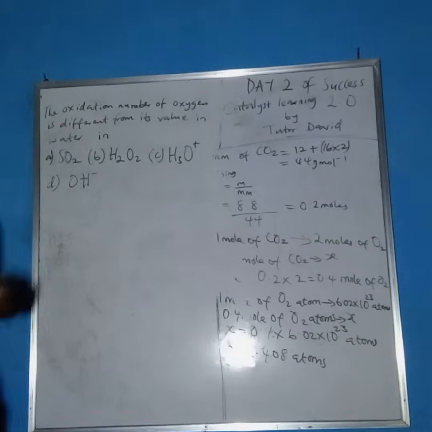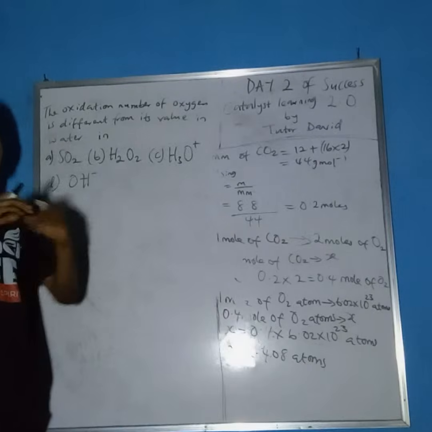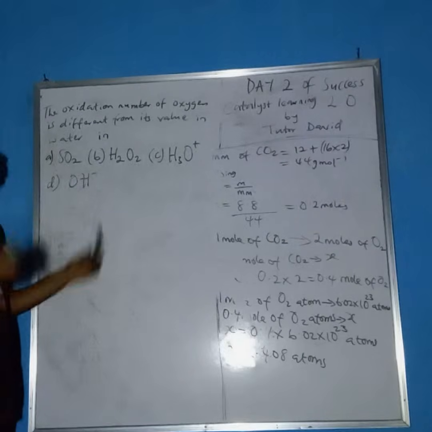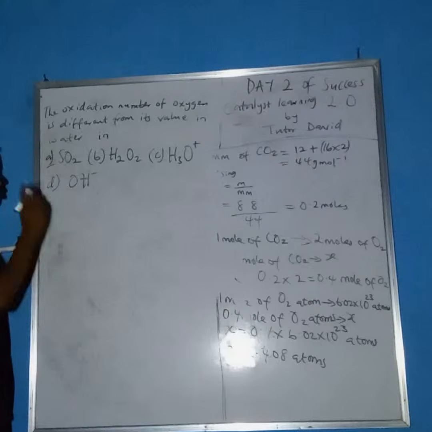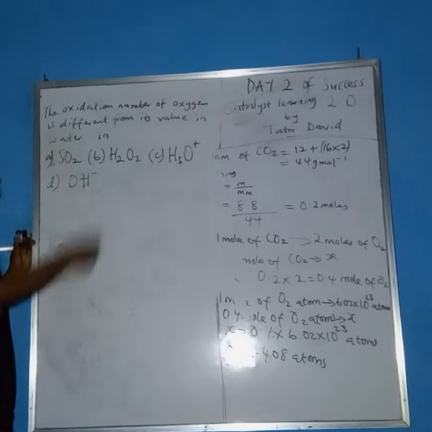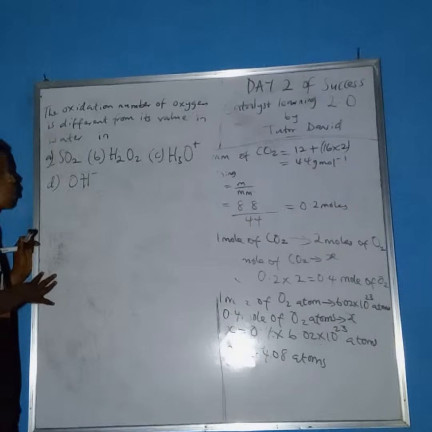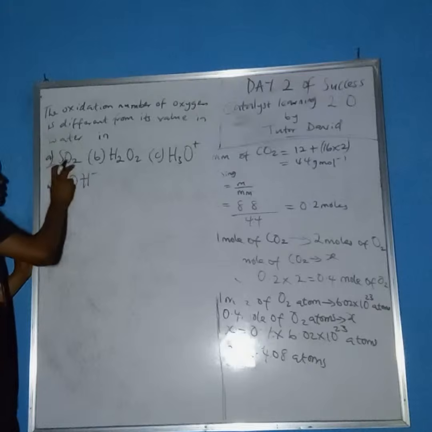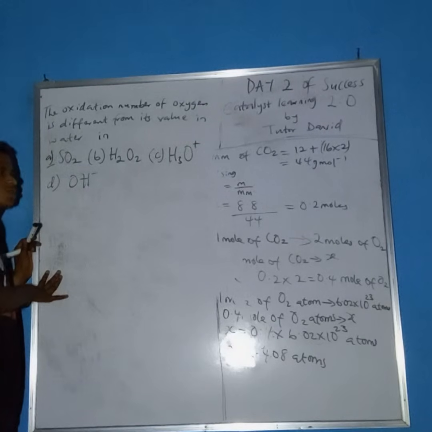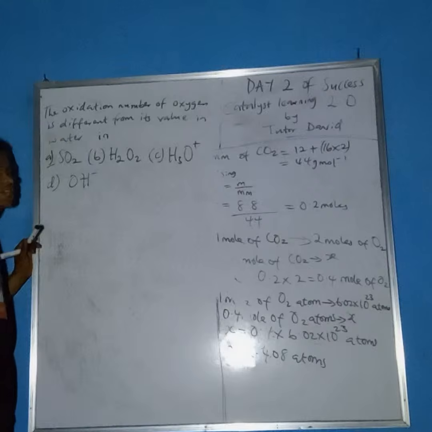Now, this is an oxidation number question. It's a very simple question because you don't even need to solve. Let's analyze each option. For option A, look at the oxidation number of oxygen here. Sulfur is giving four of its electrons to oxygen, so oxygen, being electronegative, is the acceptor. Oxygen is gaining electrons, so oxygen is being reduced.